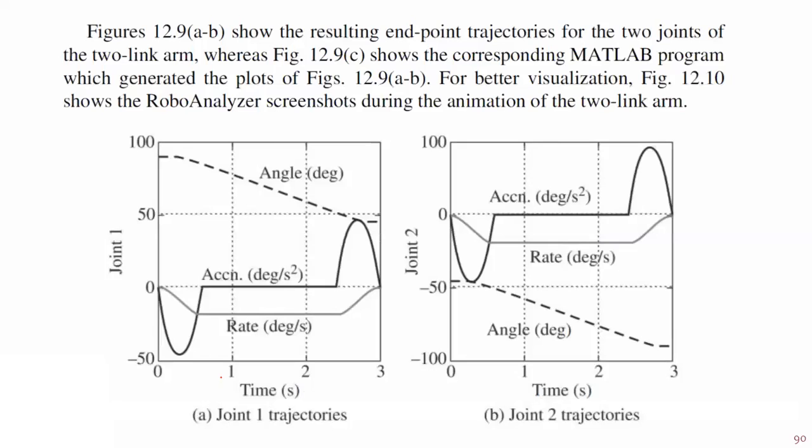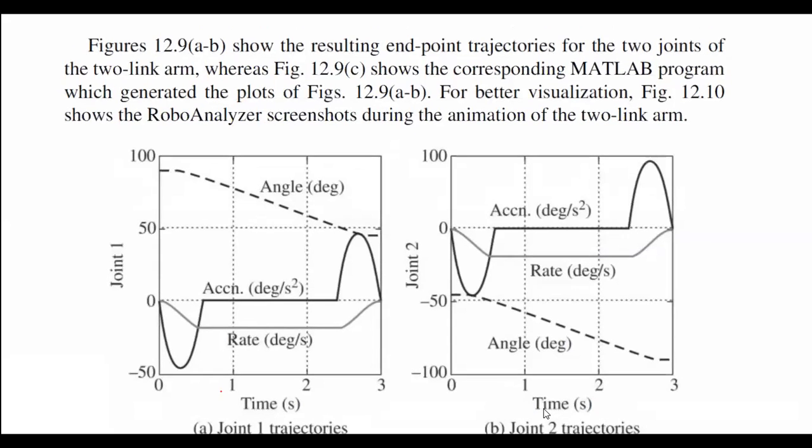Figures 12.9a to b show the resulting endpoint trajectories for the two joints of the two link arm, whereas figure 12.9c shows the corresponding MATLAB program which generated the plots of figures 12.9a and b. For better visualization, figure 12.10 shows the robot analyzer screenshots during the animation of the two link arm. Therefore, this is the joint 1 trajectory and this is the joint 2 trajectory.